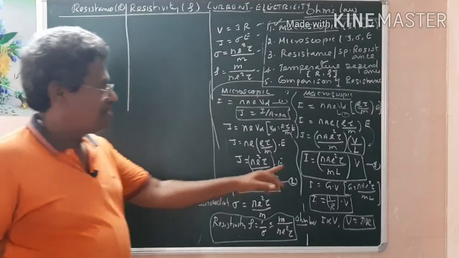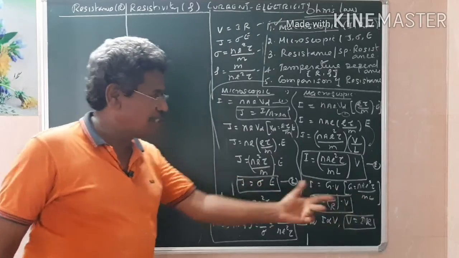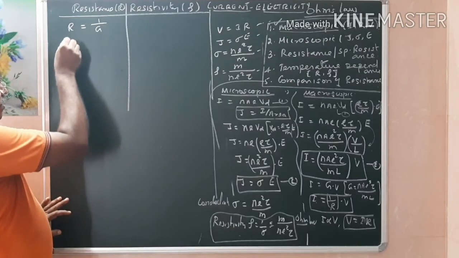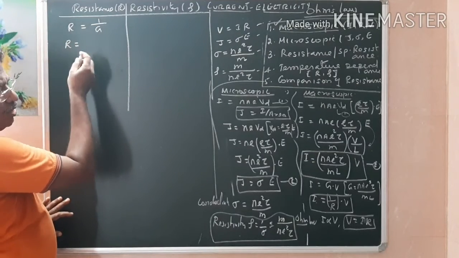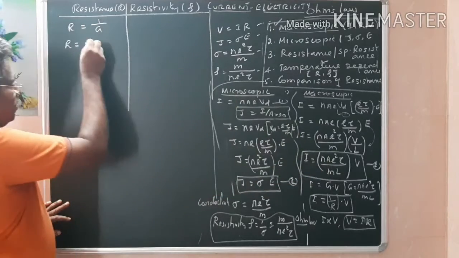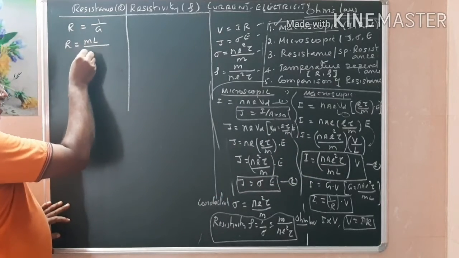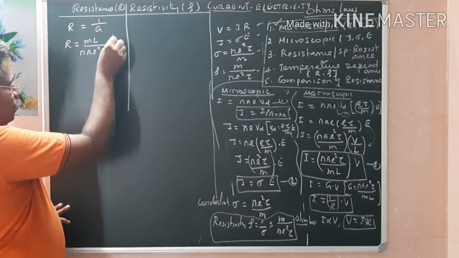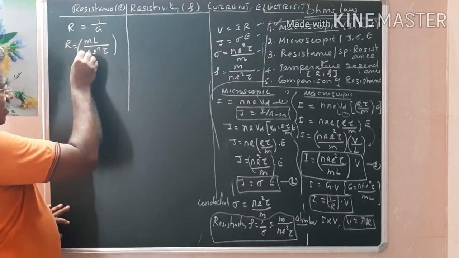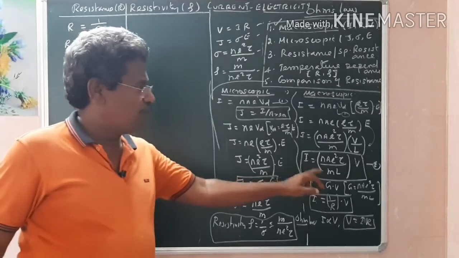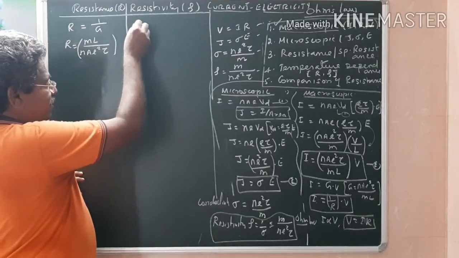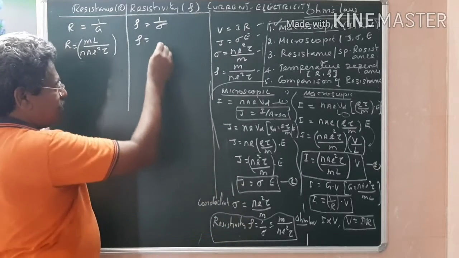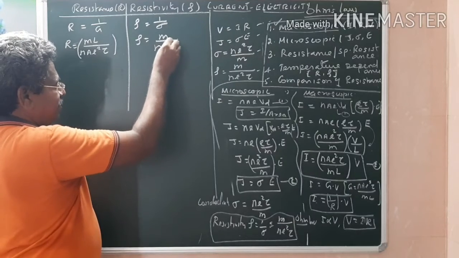Now what is the expression for resistance we got from Ohm's law? J is this much, therefore resistance R is nothing but 1 by G. From Ohm's law, what we got for R is just the reverse of this. So just reverse this one, that equals m into L divided by n A into e square tau. This is called the expression for R. From Ohm's law we got this. And from here, resistivity is equal to 1 by conductivity. Therefore, resistivity we got is m by n e square tau.